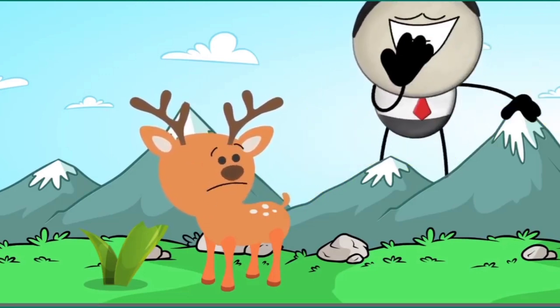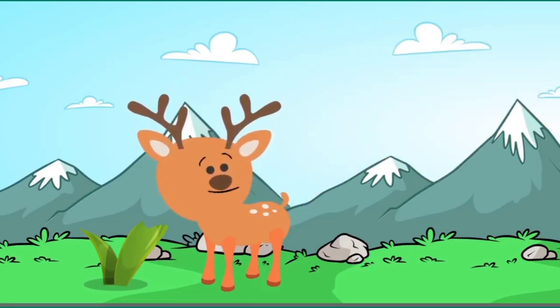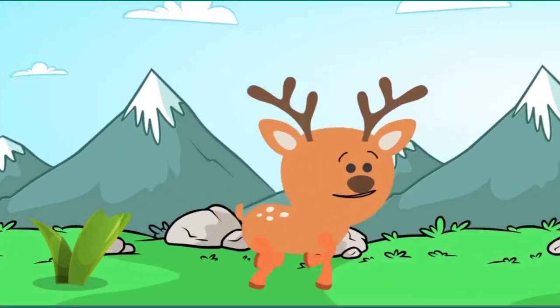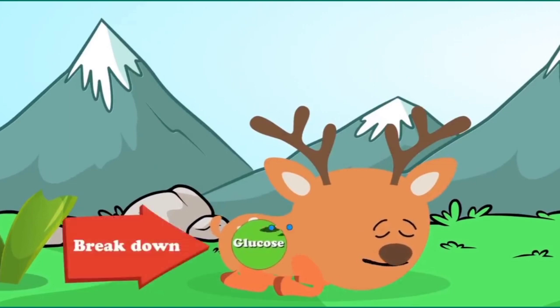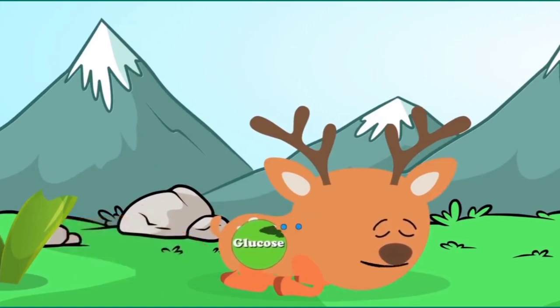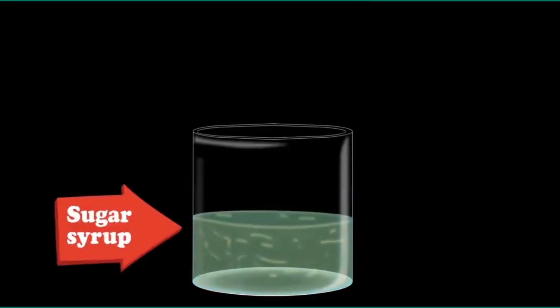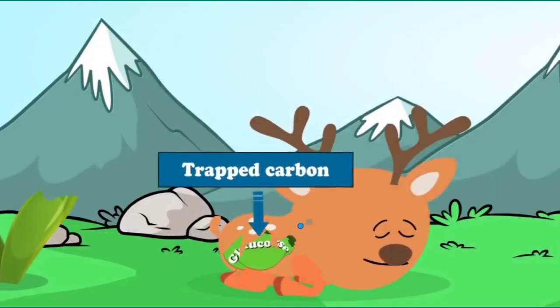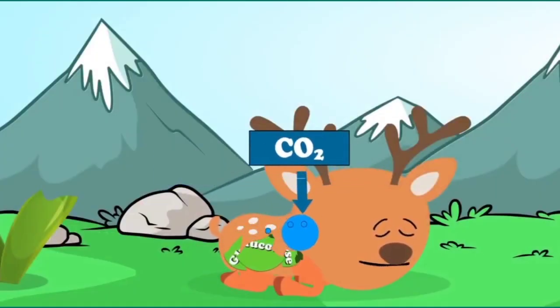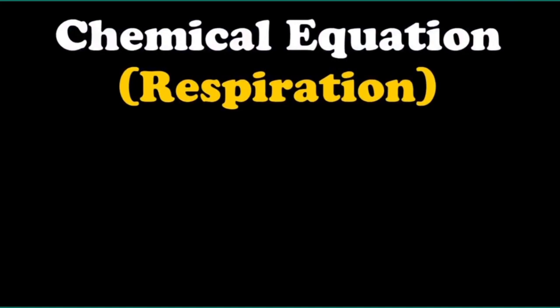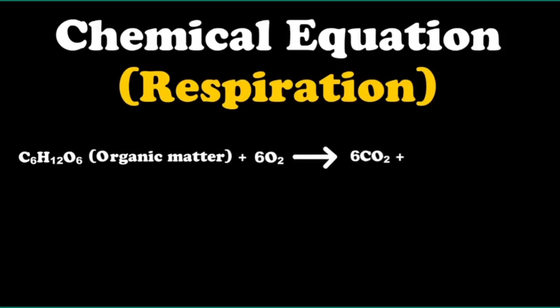No. When the plants and animals respire, they release this carbon content into the atmosphere. How does that happen? When plants and animals need energy, they break down glucose molecules containing carbon through a process called cellular respiration. This breakdown converts the trapped carbon into carbon dioxide, which is then released back into the atmosphere. This is the chemical equation of respiration. Glucose, organic matter, in the presence of oxygen converts to carbon dioxide, water and energy.